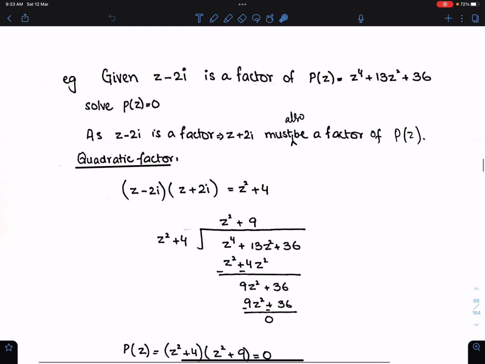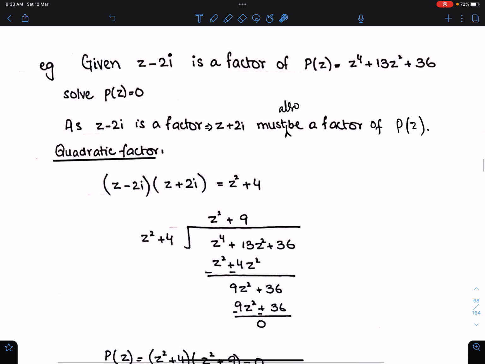Example number 2. Given z minus 2i is a complex root of this equation. The question is solve this equation, p of z is equal to 0. Since this is one complex root of this equation, its conjugate must be the other root of this equation. The conjugate of this root is z plus 2i.